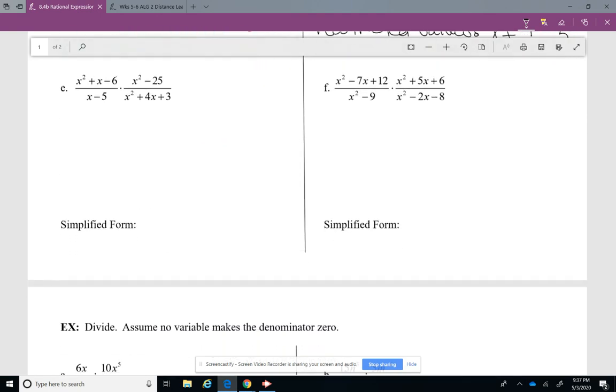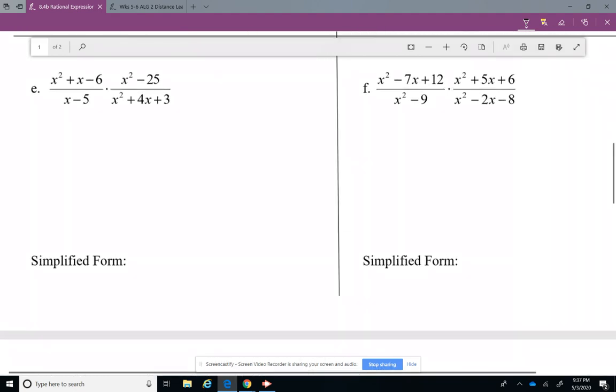All right, E. We're going to go ahead and factor everything that we can factor. For the first one, I'm not going to have a lot of room right there, so I'm going to do it underneath it.